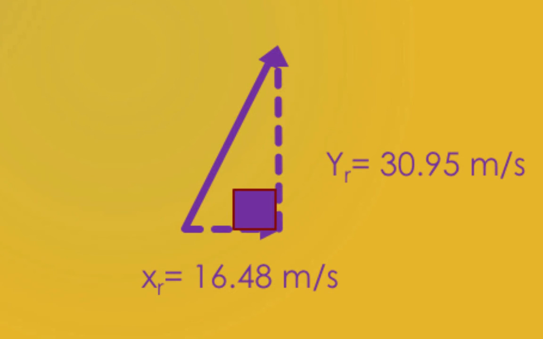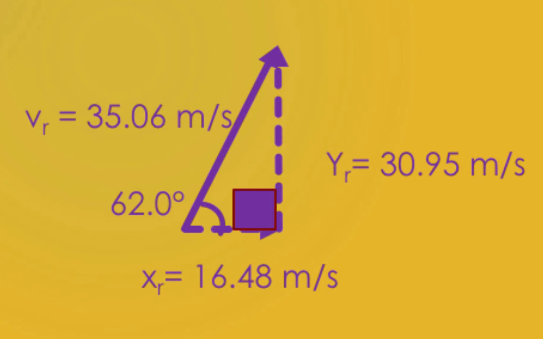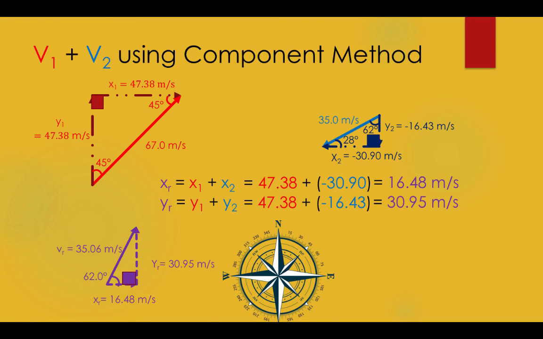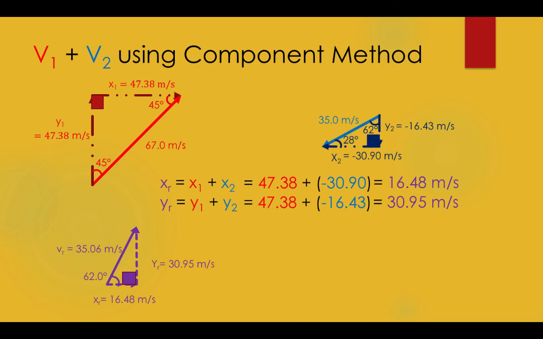We can solve for the vector resultant by simply using Pythagorean theorem. The resultant vector equals 35.06 meters per second. To solve for the angle, we can use any of the three trig ratios since we know all three sides. I calculate the angle to be 62.0 degrees. Now, again referring back to our compass, we see that it is north of east. Our final answer is velocity resultant is 35.06 meters per second, 62 degrees north of east.